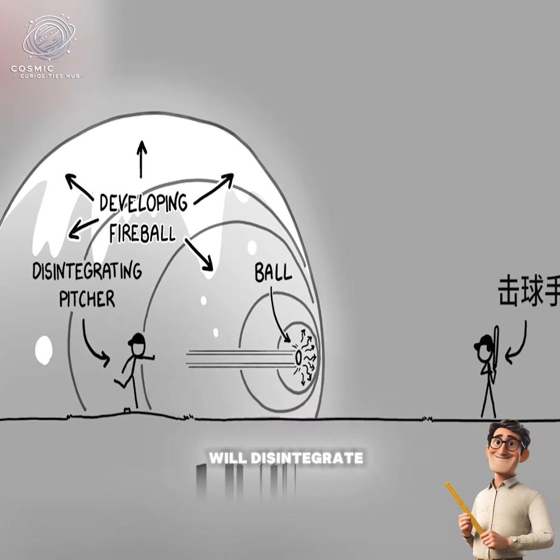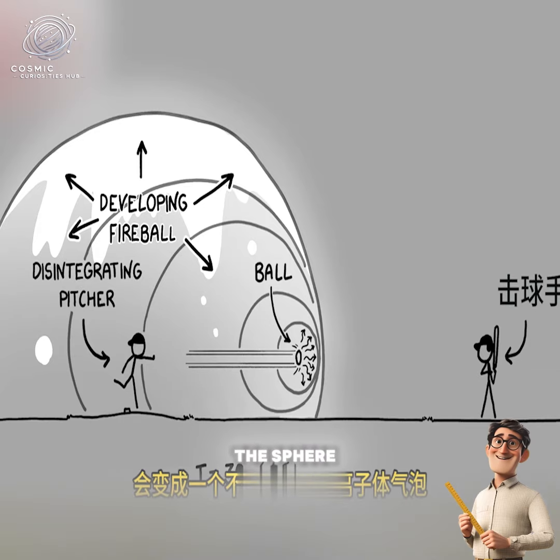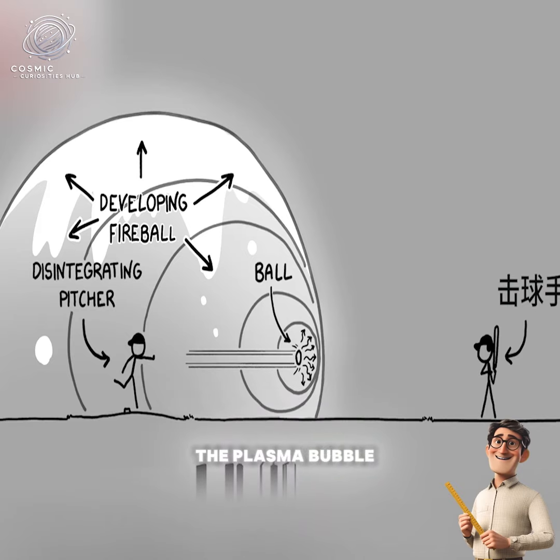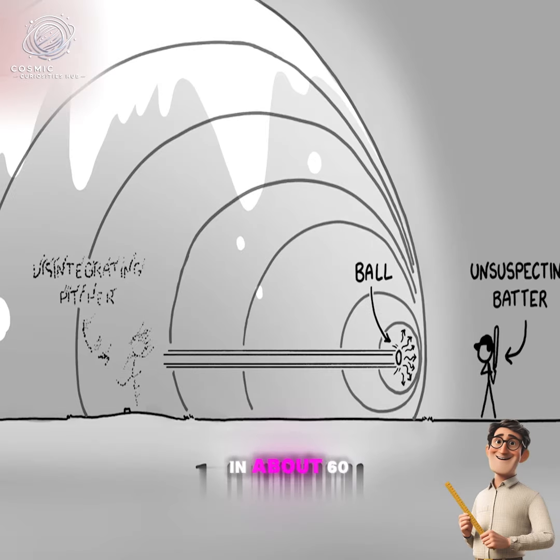These energy spheres will disintegrate the molecular atoms in the air and strip electrons from diatomic molecules. The air inside the sphere will transform into an ever-expanding plasma bubble. The surface of the plasma bubble approaches the speed of light. Its speed is just slightly faster than that of the baseball. In about 60 nanoseconds, the energy sphere will strike the batter.